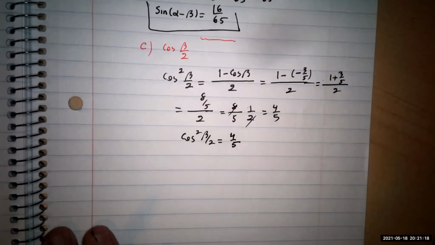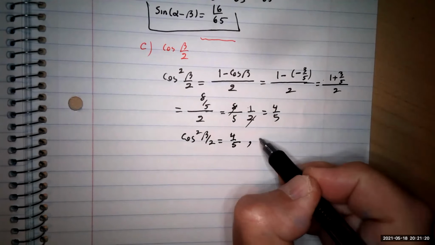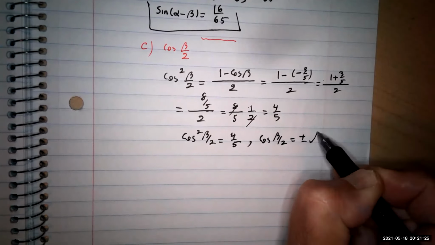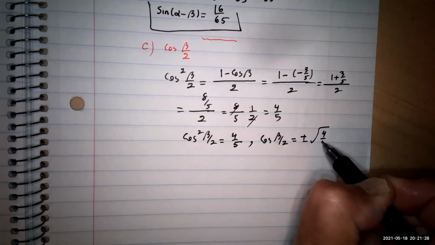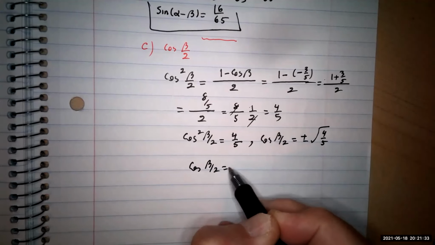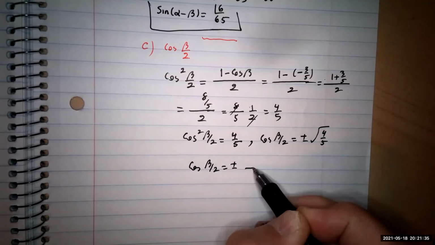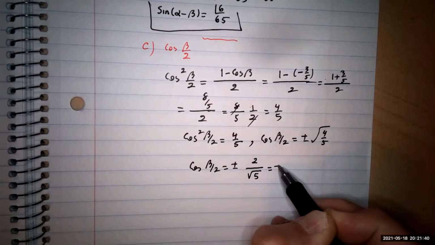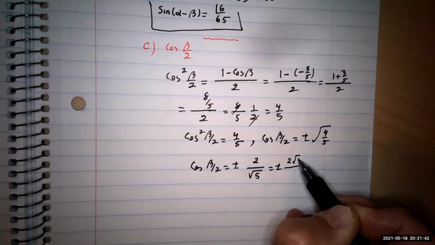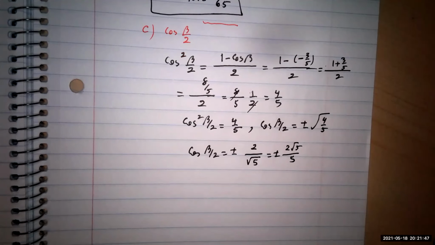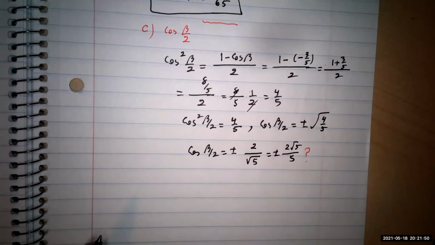Now you take the square root. The cosine of beta half would be positive or negative radical 4/5. So we take the square root on the top and the bottom. On the top it gives us 2, on the bottom radical 5. You can leave it, or write it as 2 radical 5 over 5. Now the question is which one, positive or negative? You go back and look at beta.